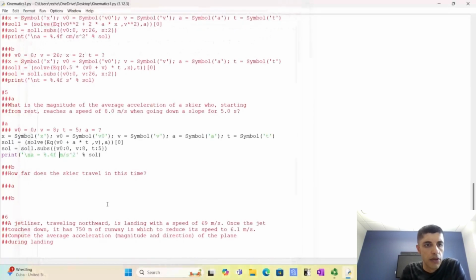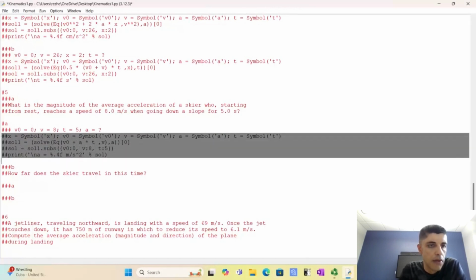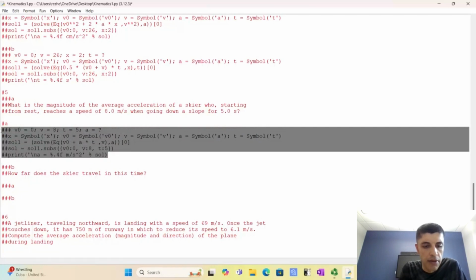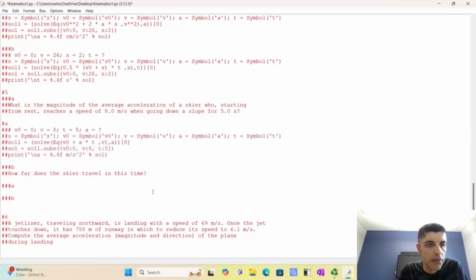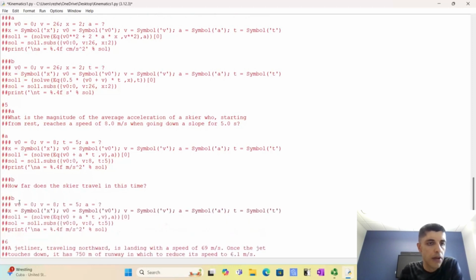All right, so that is part A. Go ahead and comment that. So part B, let's go ahead and copy and paste this, see if we can use as many of those as we can. So this is part B here. It says, how far does a skier travel in this time? So we know that V0 is 0, V is 8. We don't know what T is.